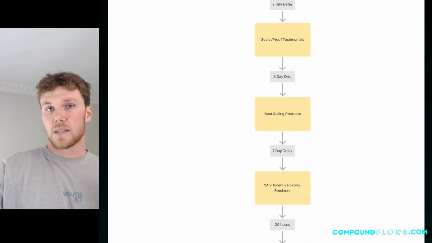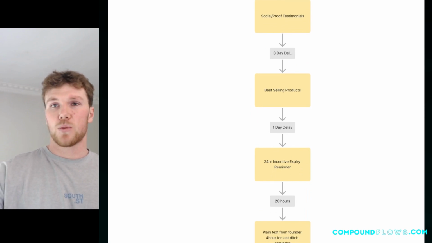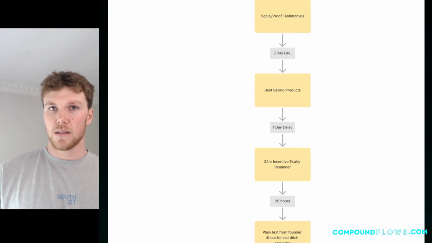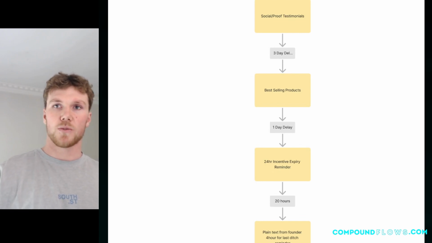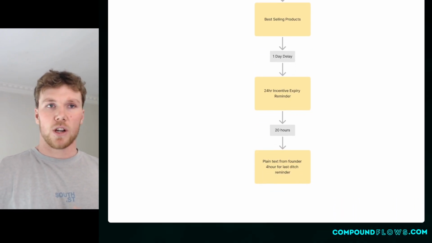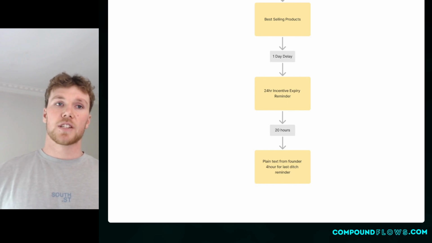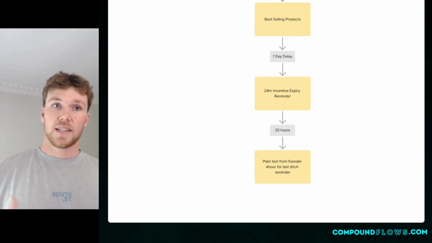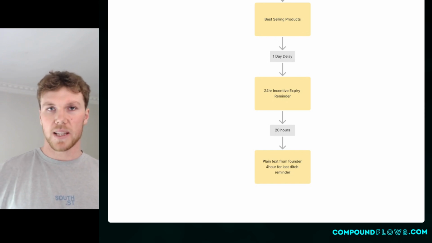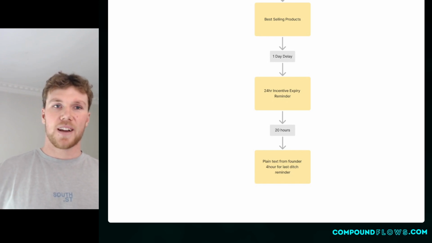Then you want to go over best selling products. So that's a pretty basic one, just your best sellers. Try to guide them towards a specific purchase as well. And you want to go over some 24-hour incentive expiry reminders. So just giving the customers a heads up like, hey, you only have 24 hours left. Better use this discount code.